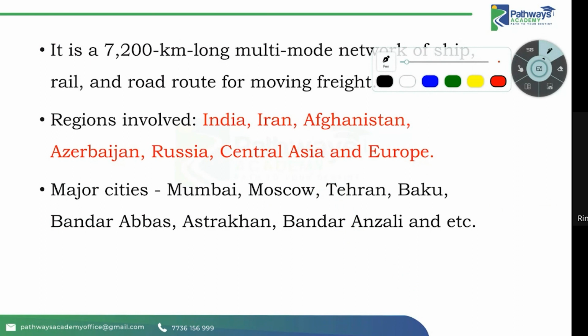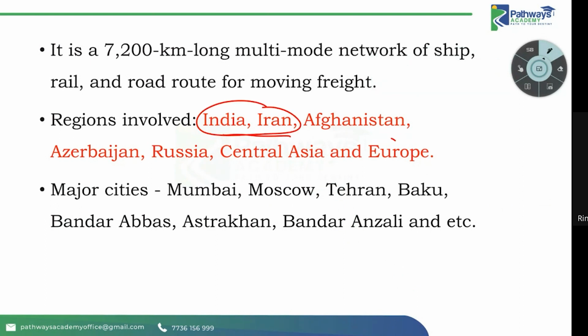The regions involved are India, Iran, Russia, that you all know. Other than Russia, Afghanistan, Azerbaijan, Central Asia, and Europe are also involved. Actually, no need to study those things. Please write it down. Baku is a city in Azerbaijan.